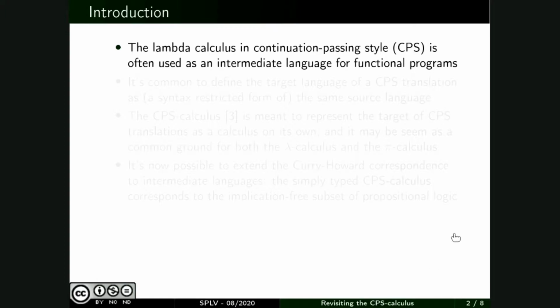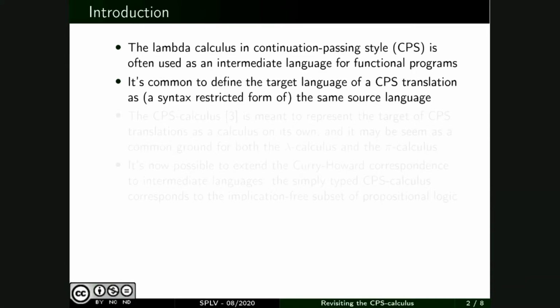So as Michel has been talking about the past few days, the lambda calculus in CPS style is commonly used as an intermediate language for functional programs in the compiler pipeline. But when studying a CPS translation, the process of translating a program written in direct style, as a programmer would type it, into a program in CPS style where the compiler can handle it, it's common to see the translation given into the same language. So we translate, for example, from the lambda calculus into the lambda calculus itself.